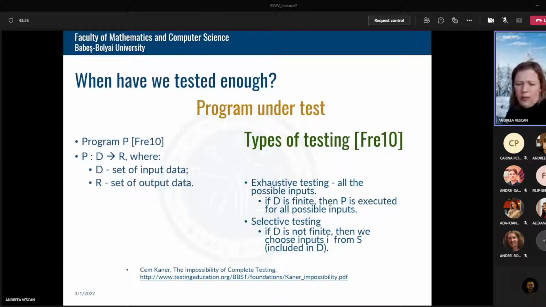If you would like to learn more about the impossibility of complete testing, I invite you to read this paper. They actually did an exhaustive testing on one project, and they actually found the bugs in this way. But this is not possible to be done in a real project.